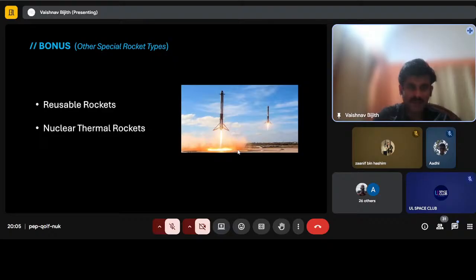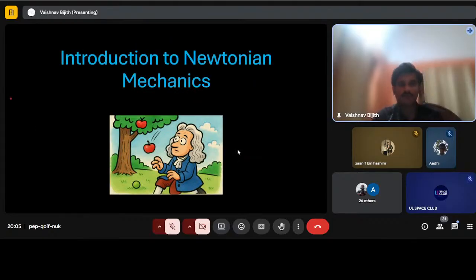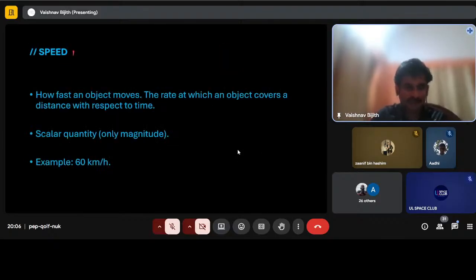So that's about rockets, and let's move on to our next topic, which is the introduction to Newtonian mechanics. I hope you are familiar with our great scientist Isaac Newton. We also learned about his famous three postulates about motion. But before that, let's brush up on some of the basic concepts.